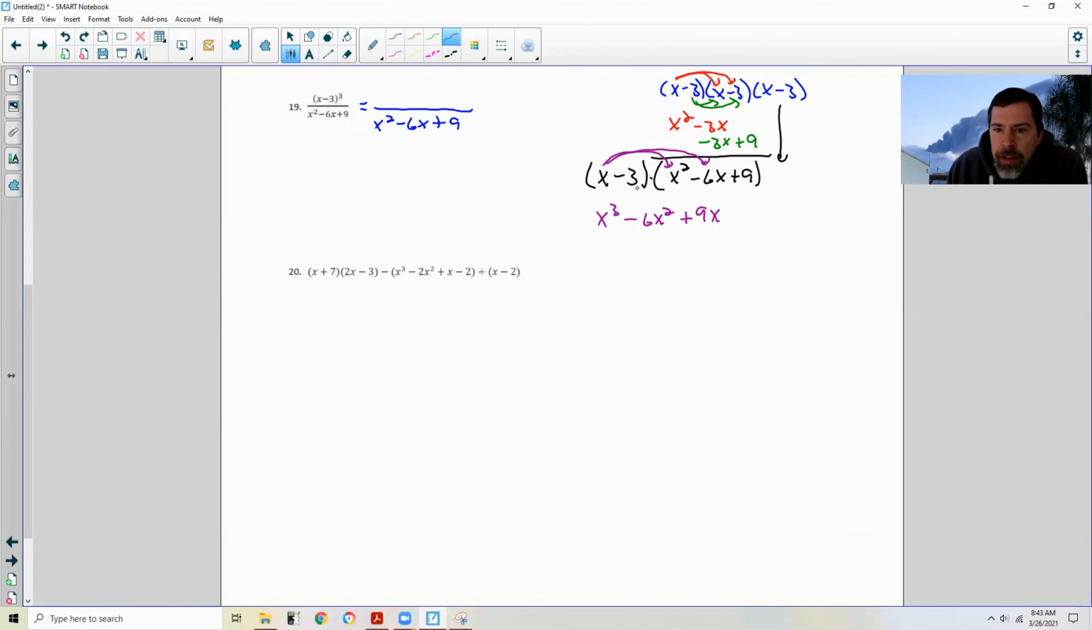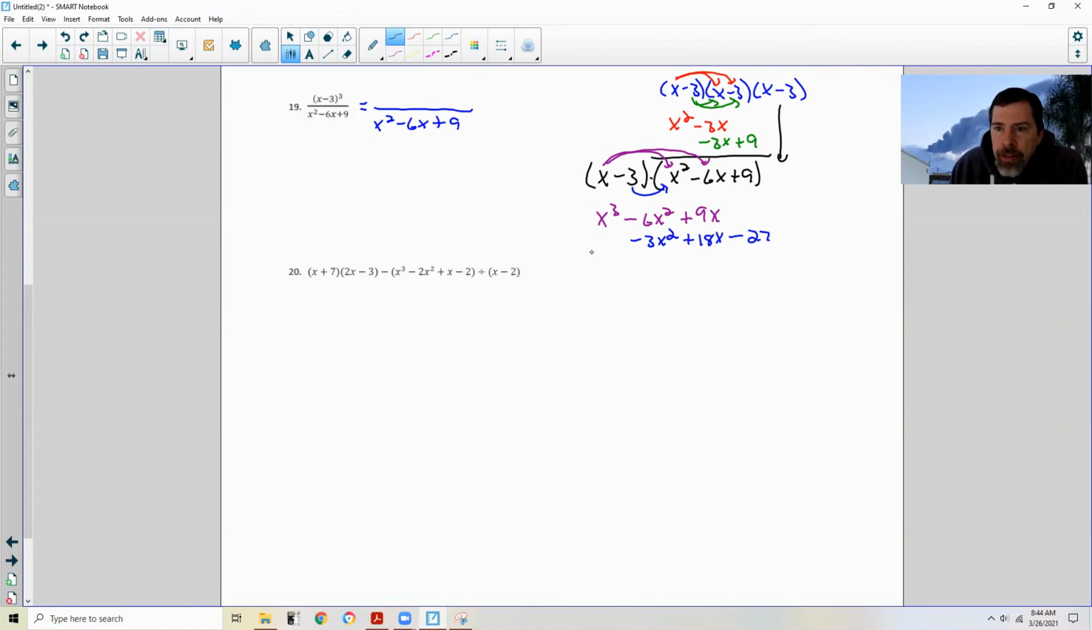And then I'm going to distribute this. Watch your sign. Negative times a positive is negative. 3 times x squared is 3x squared. Line up your like terms. So there's a 0x cubed here. Negative times a negative is positive. 3 times 6 is 18x. Negative times a positive is negative. 9 times 3 is 27.